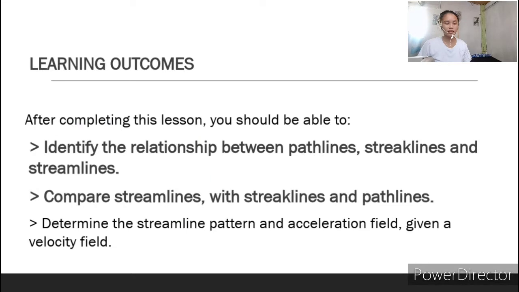Before we proceed, let's talk about the learning outcomes. After completing this lesson, you should be able to, first, identify the relationship between pathlines, streaklines, and streamlines. Second, compare streamlines with streaklines and pathlines. And third, determine the streamline pattern and acceleration field given a velocity field.